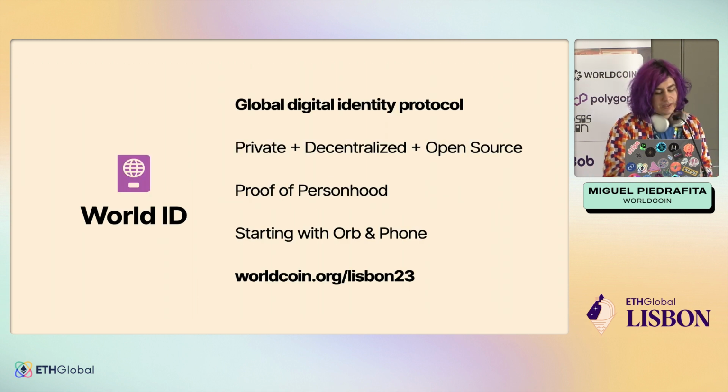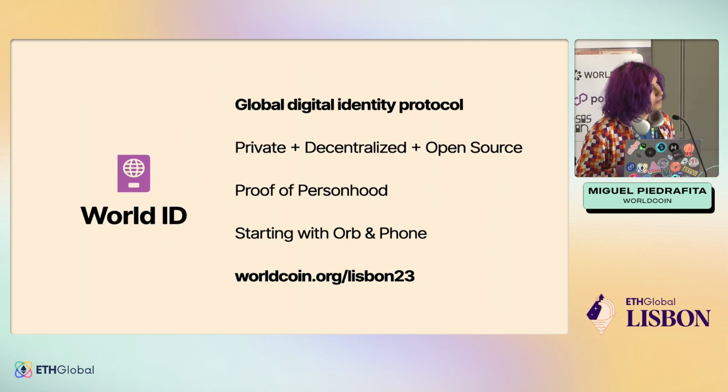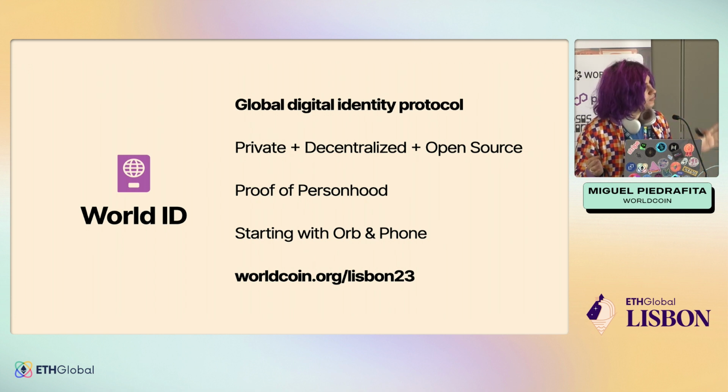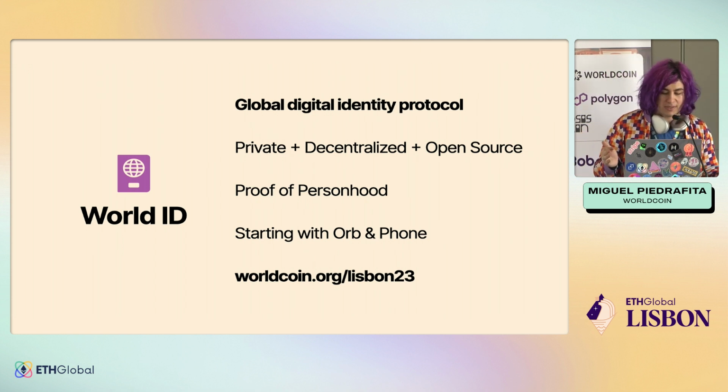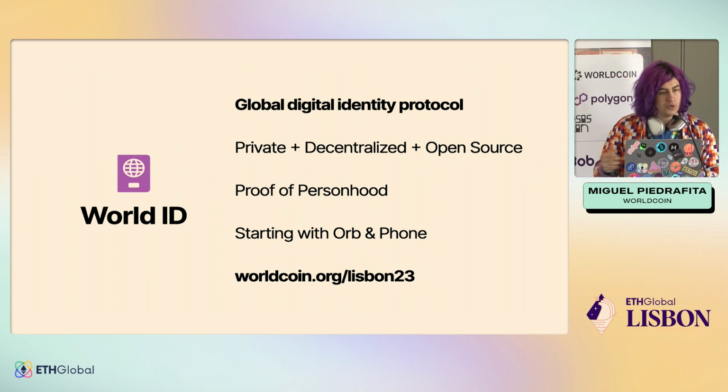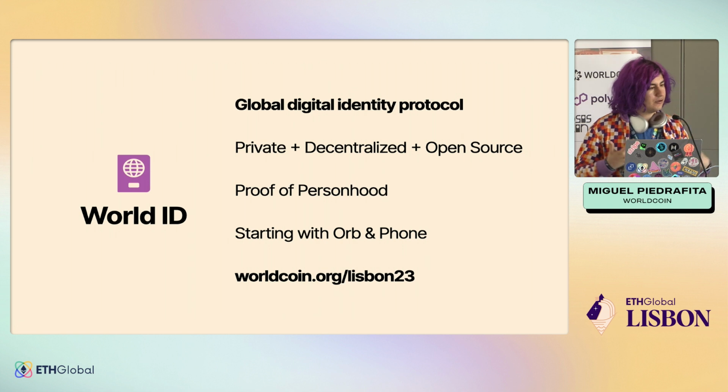So to summarize a little bit, we are building WalletD, which is a global entity protocol. It's fully open source, it's private, it's decentralized, and it lets you check if people are unique humans. Right now, it uses these signals of orb and phone, but we want to continue exploring also what other things people might add in the future.